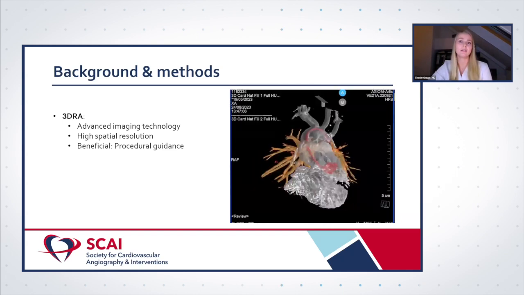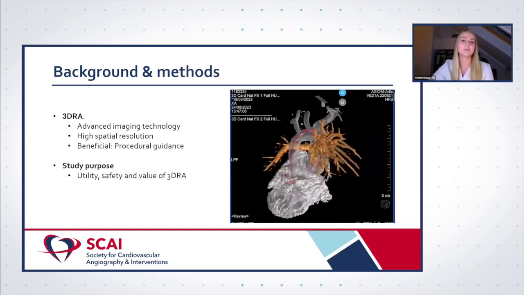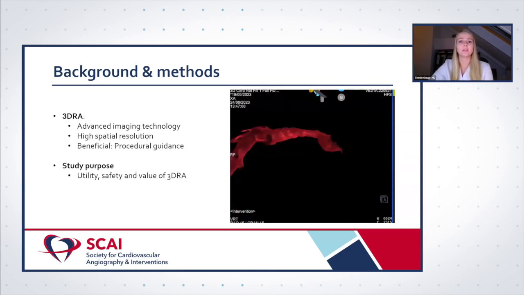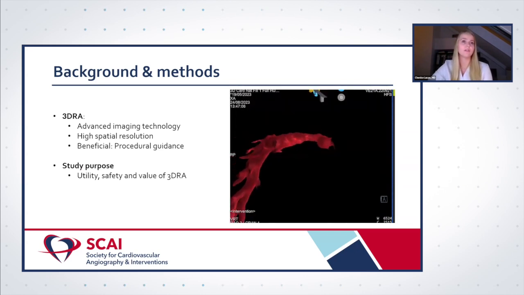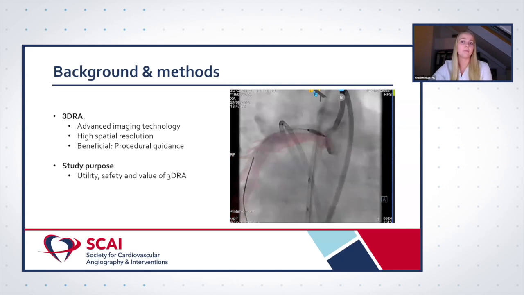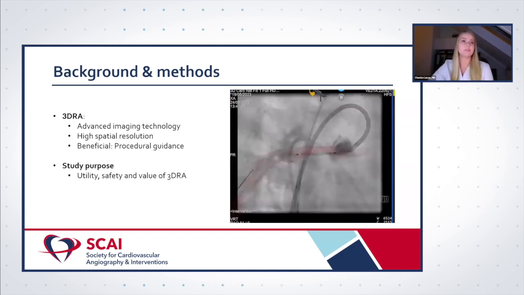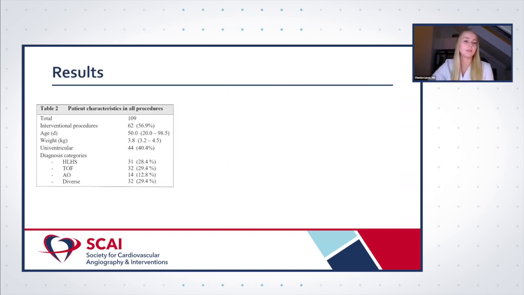So the purpose of our study was to analyze the utility, safety, and value of 3D-RA in the treatment of children with congenital heart disease and a body weight below 5 kilograms. This study represents the 10-year experience with 3D-RA in our center. In this slide, an overview of our patient population can be seen. In our 10-year study period, we included 86 patients who underwent a total of 109 3D-RAs.